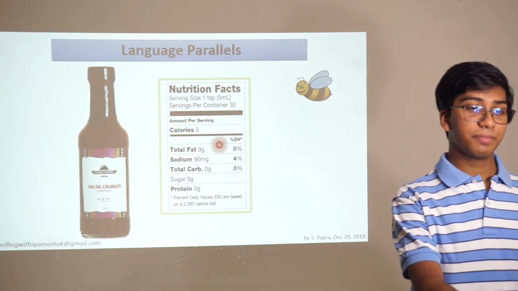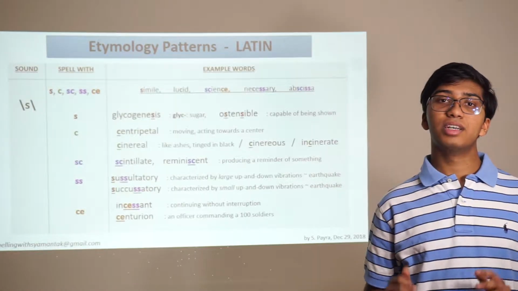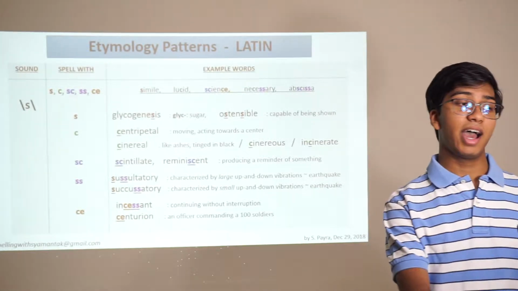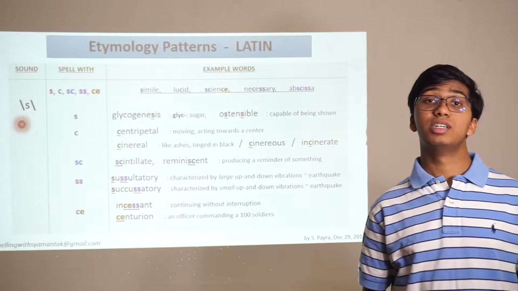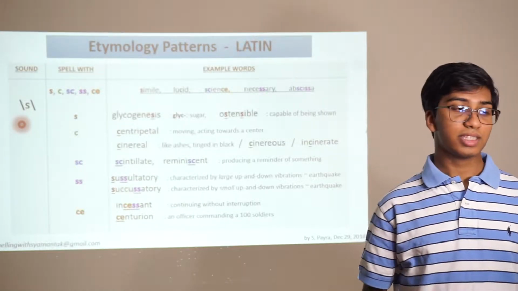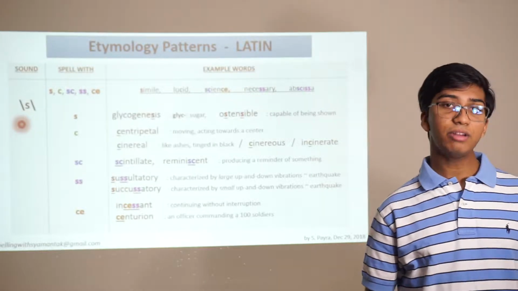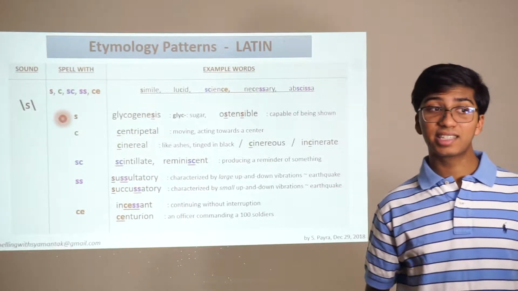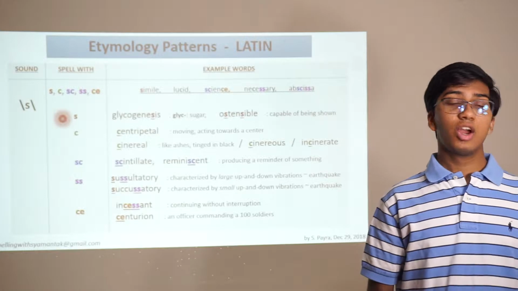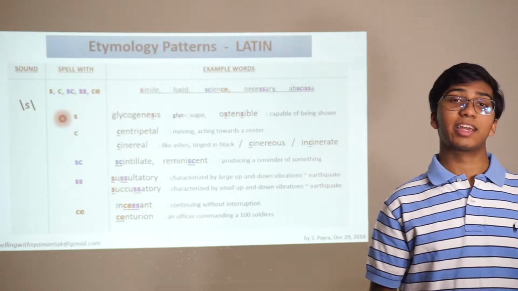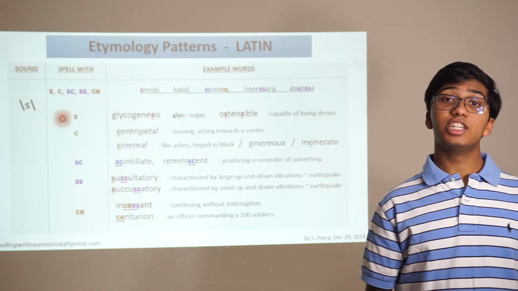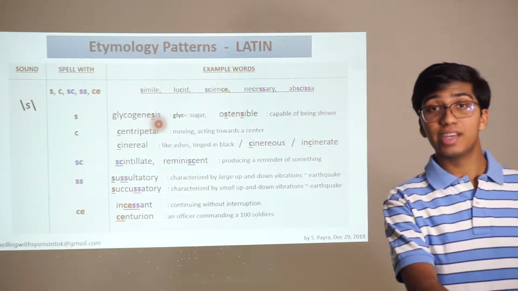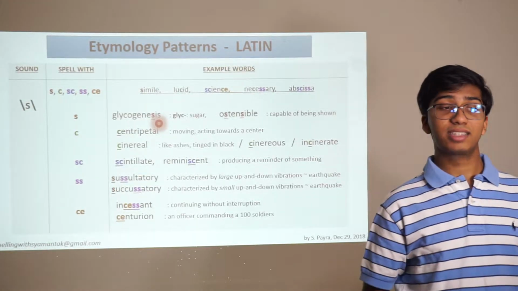So over here, if we go to an example of some sounds that you might see in Latin and some ways that they're spelled, on the left here I have the S sound. There are quite a few ways that you can spell it, but the patterns are somewhat different. For example, you would use the spelling of S in a word like glycogenesis, where glyc means sugar, like glycogen and glucose, and genesis is creation, so you're basically creating sugars. Both of the S's are spelled with an S.